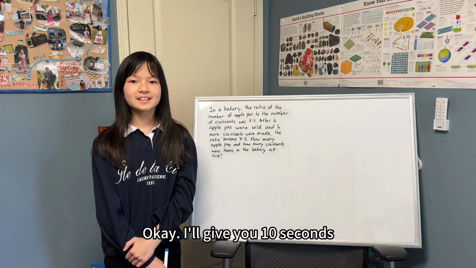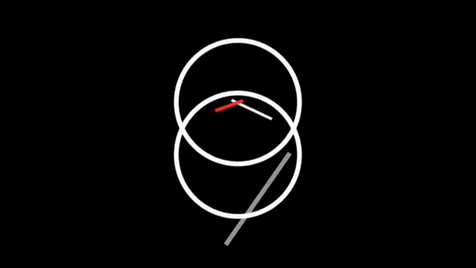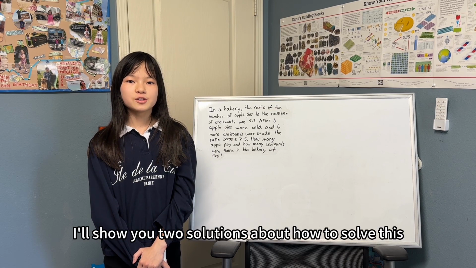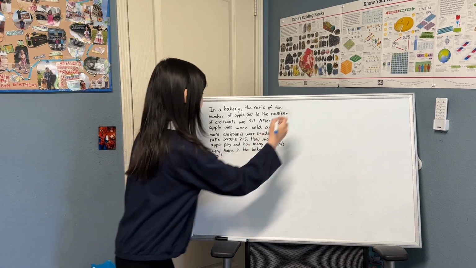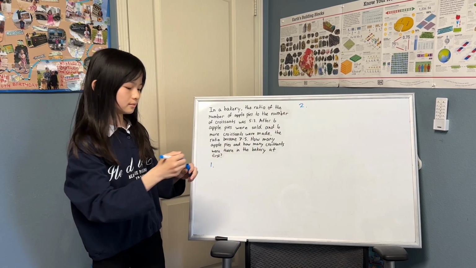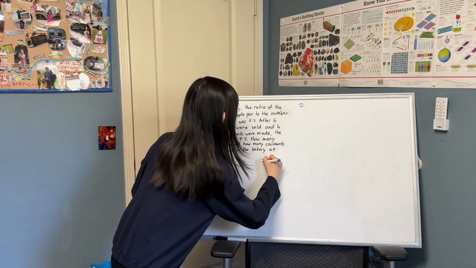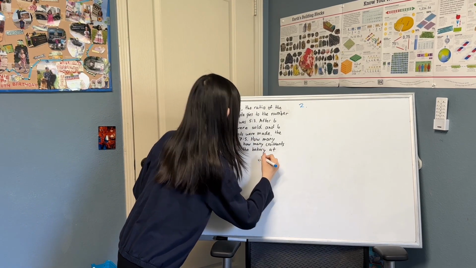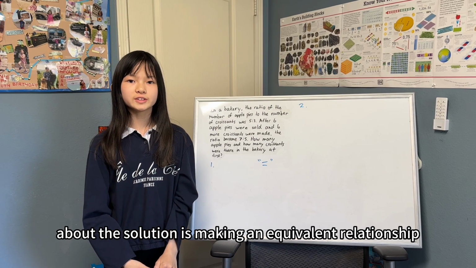Okay, I'll give you 10 seconds to brainstorm about how to solve this problem. Okay, you ready? I'll show you 2 solutions about how to solve this problem. The first solution is about making an equation. The most important part about the solution is making an equivalent relationship.